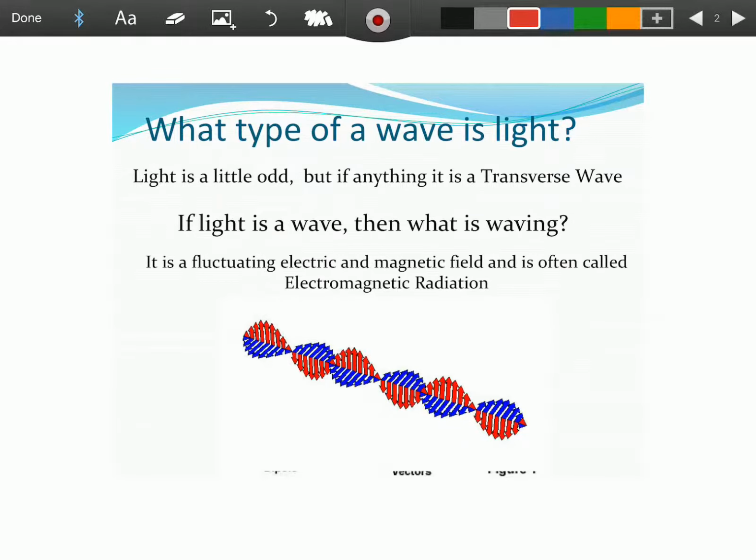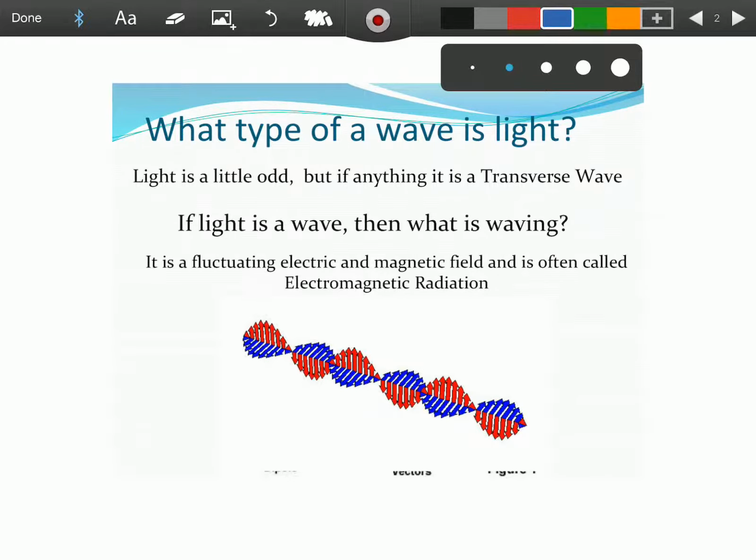So we need to think about light the same way and ask ourselves the question: number one, what's vibrating in the first place? What's that source? And number two, how does it propagate?